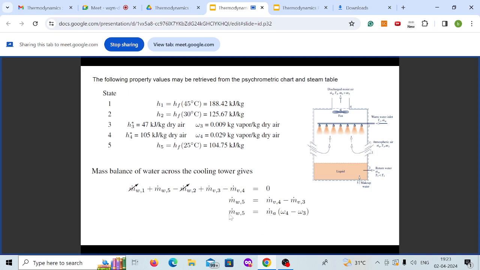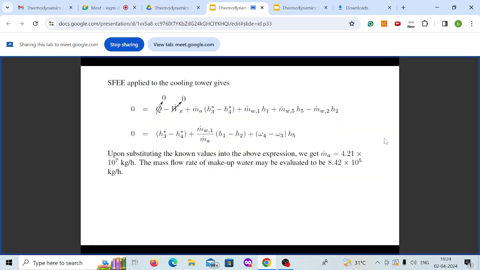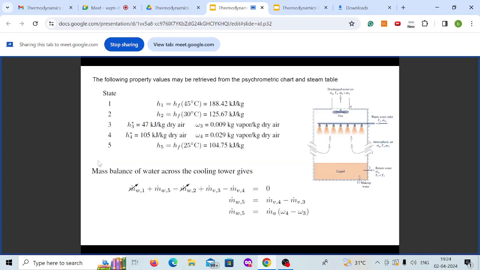So this gives me mass of makeup water equals mass of dry air times omega 4, the specific humidity at exit, minus the specific humidity at inlet of the air. So m dot a into omega 4 minus omega 3. Omega 4, we know the air coming at exit at 100% relative humidity is 0.029, and at the inlet the air specific humidity is 0.009. So we have a relation to find the makeup water.